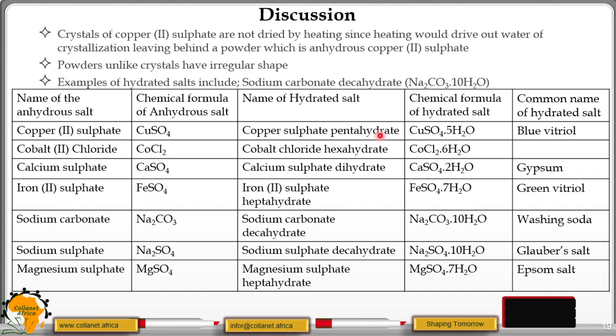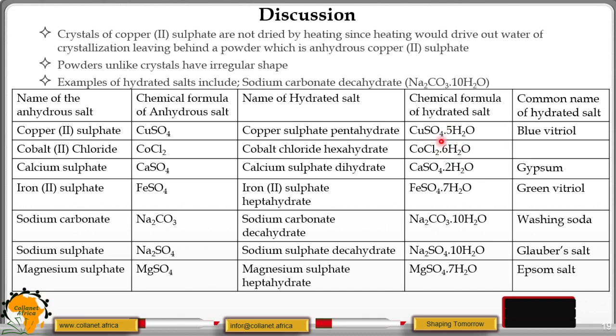Copper sulfate pentahydrate. Penta means 5. So the chemical formula for the anhydrous salt is copper sulfate, and you can see between this formula and this formula, this has 5 molecules of water coordinated to the structure. We use a dot to show that this water is coordinated to the structure of the copper sulfate salt. Then we have cobalt chloride hexahydrate. Hexa means 6, so we have 6 water molecules.